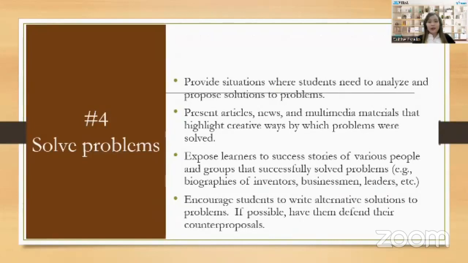So why don't we rehearse our students to think of different solutions? There's not just one solution to a problem. Oftentimes, you'll have at least two or more. So why don't we encourage them to write alternative solutions to these problems?